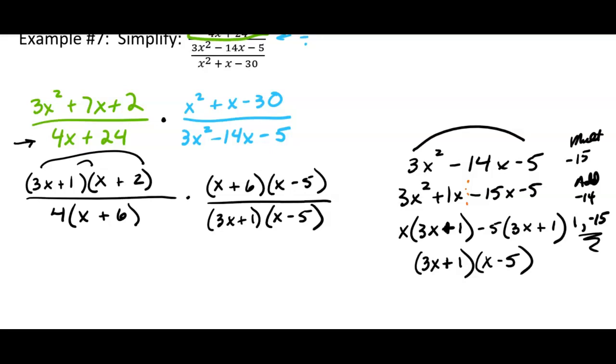Now comes the canceling part. So what can we cancel? 3x plus 1's out. x minus 5's are out. x plus 6 is out. Okay, we're just about done. I just have to write the answer.